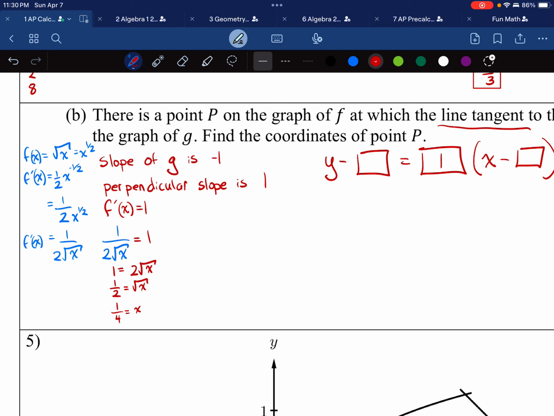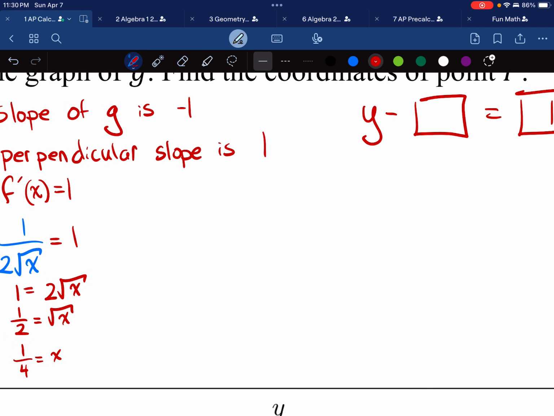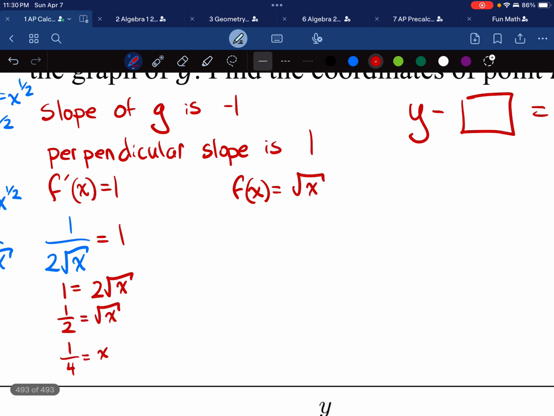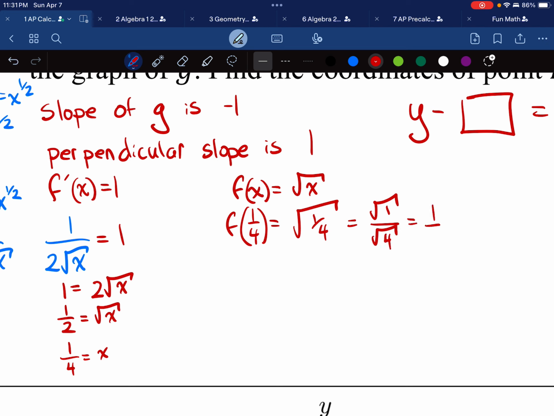So where's the y coordinate? You just plug in the x into the y. Look, I have this function f. F of x is equal to the square root of x. If I'm looking to find what happens when I plug in 1/4, what is f of 1/4? I just plug it in, and it's the square root of 1/4, which is the square root of 1 over the square root of 4, which is the same thing as 1 over 2, which is the y coordinate.